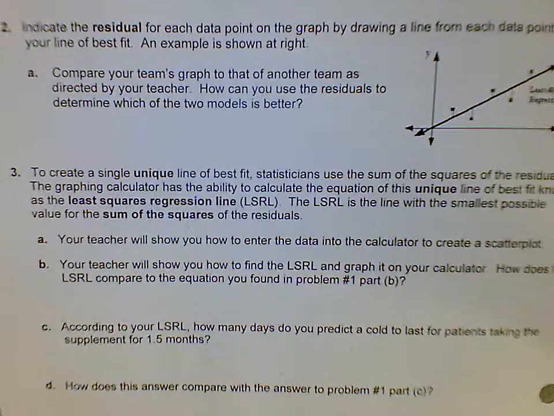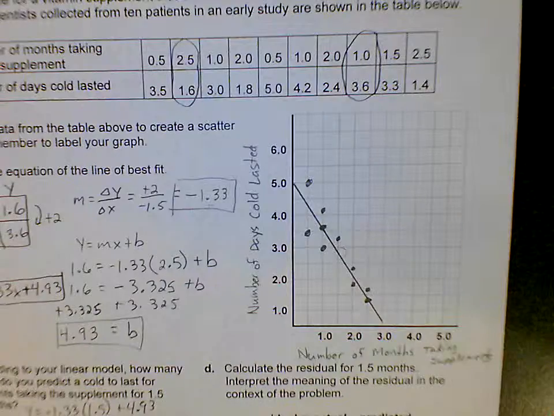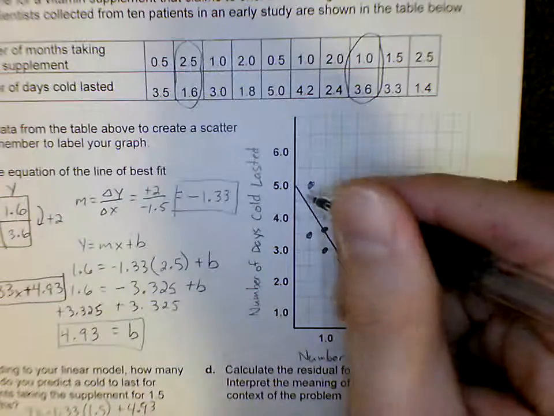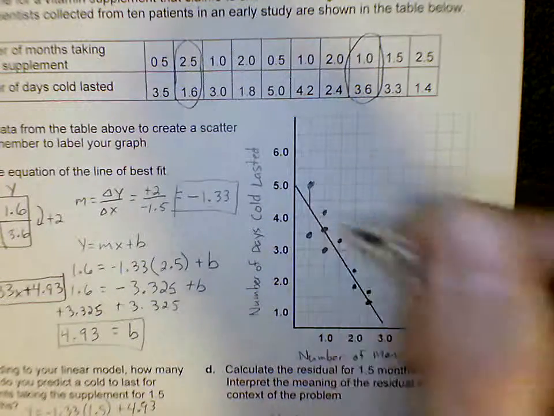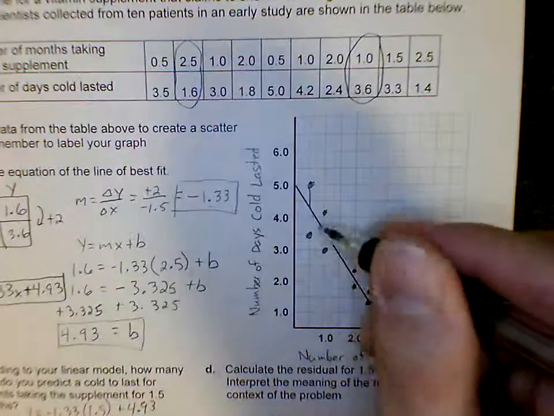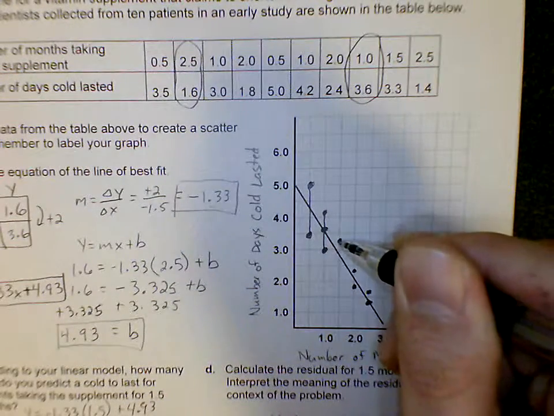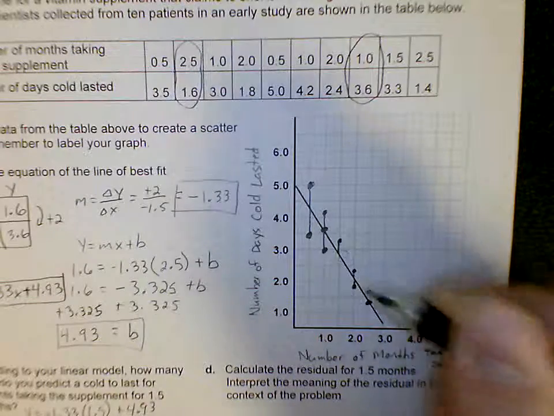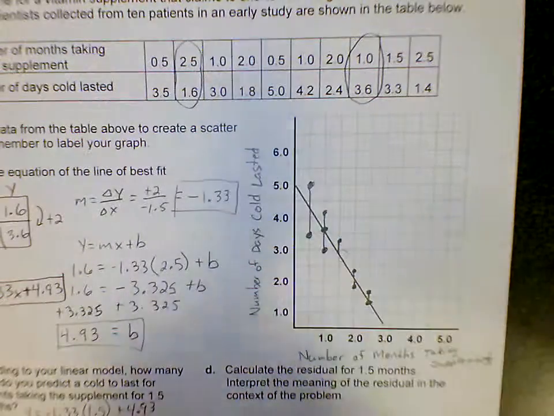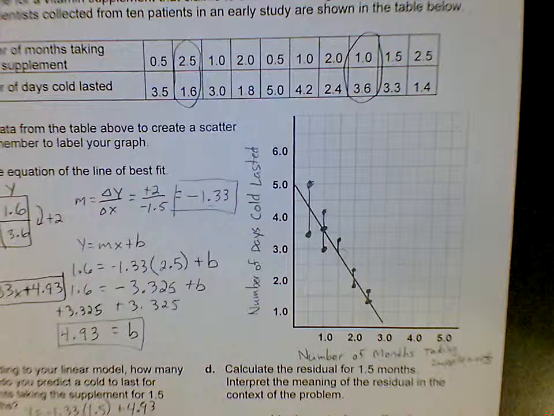All right, question 2 says, indicate the residual for each data point on the graph by drawing a line from each data point to your line of best fit. An example is shown at the right. So let's flip it over, let's do that. So for each of these points, you're going to draw that residual. So from the dot, you're going to draw a line to your line of best fit. Some residuals are obviously going to be very small, but you should be able to draw at least a little line.